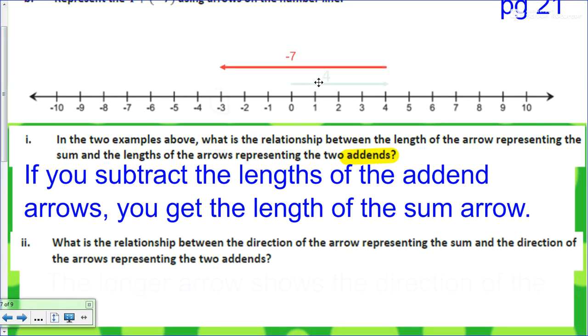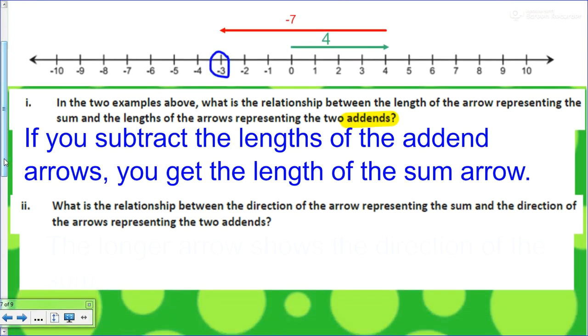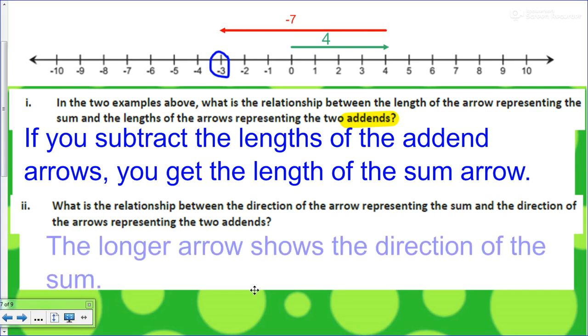So then how do we figure out what direction it would point? Well, in the last problem, we said the 5 was bigger, and it was a positive number, and our answer was positive 2. This time, our 7 arrow is longer, and it's a negative number. So notice we have a negative answer. So the longer arrow shows the direction of the sum. If our longer arrow is negative, our answer is negative. It went to the left. So our answer is to the left of 0. In the last one, our longer arrow was positive. It went to the right. So our answer is positive. We would draw an arrow to the right.